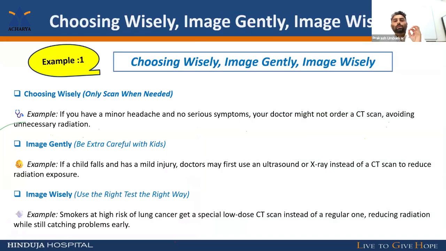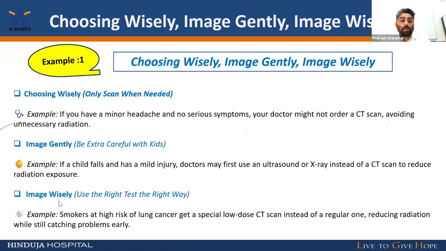So I will give a small example of choose wisely, image gently, and image wisely. Suppose you have a minor headache, a simple headache, no serious symptom, and your doctor might order a CT scan. Avoid unnecessary radiation from the CT scan. We don't want a CT scan for a minor headache. If you have a major headache, a big problem, then we think about a CT scan or MRI images. Second important example: if your child falls and has a mild injury, using ultrasound images we can identify the problem. Why go for CT scan imaging? We don't want unnecessary dose to the patient.